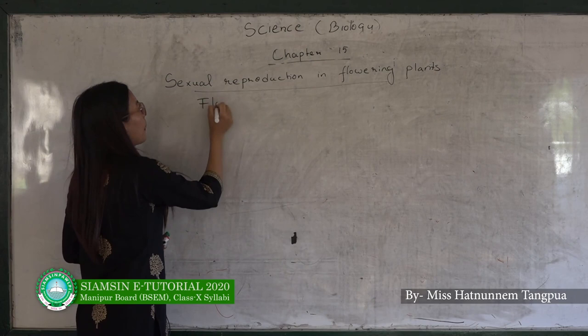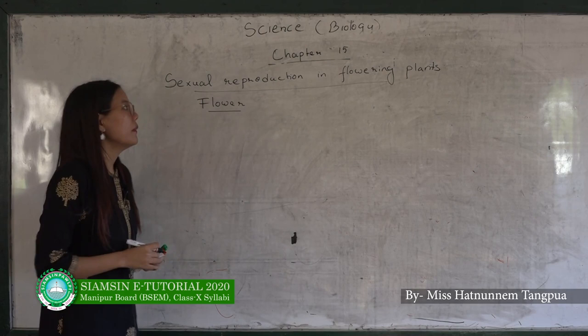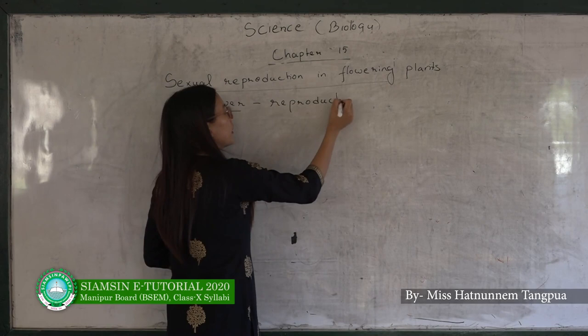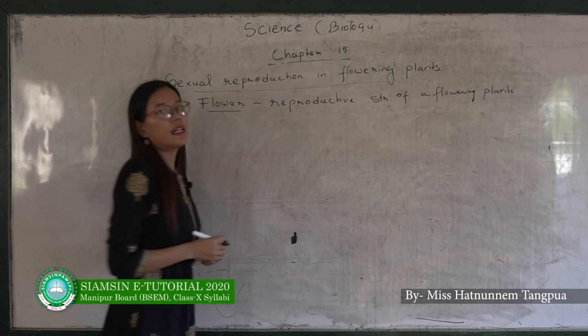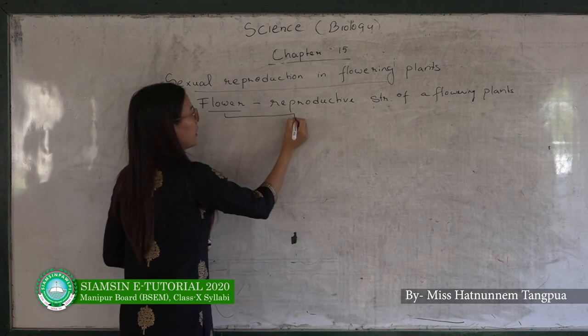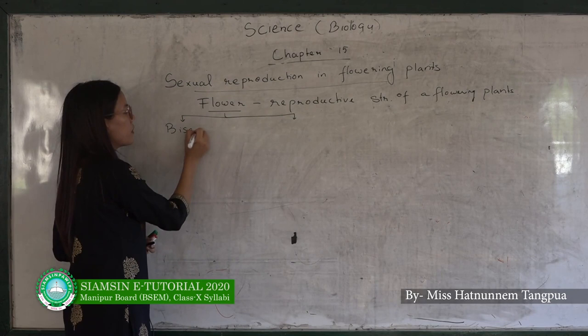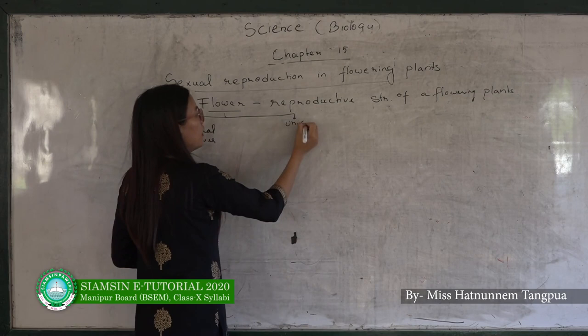Flower is the reproductive structure of a flowering plant. Flowers can be classified into two types: bisexual flower and unisexual flower.